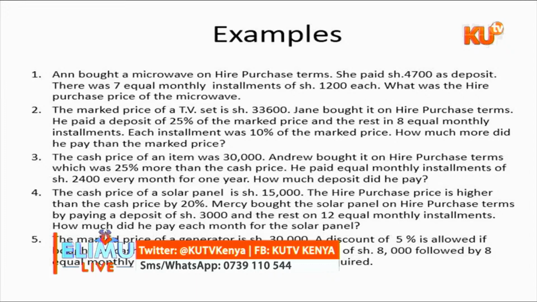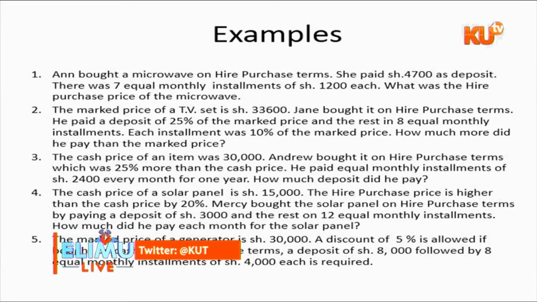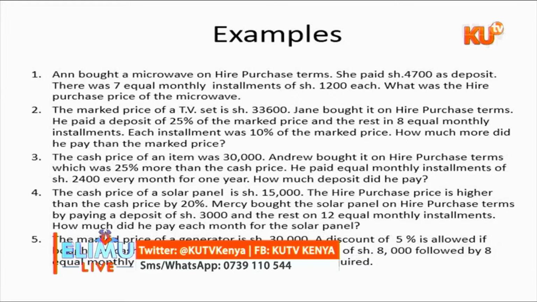Example 3. I want to read the question. The cash price of an item was 30,000. Andrew bought it on hire purchase terms, which was 25% more than the cash price. He paid equal monthly installments of 2,400 shillings each every month for 1 year. How much deposit did he pay?